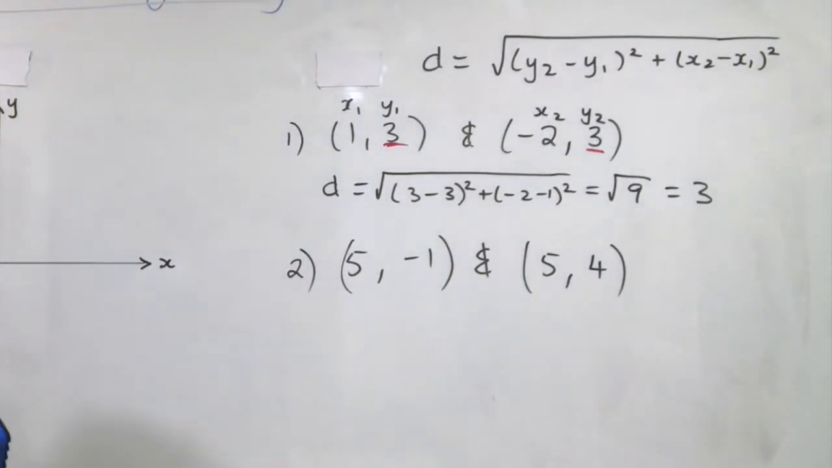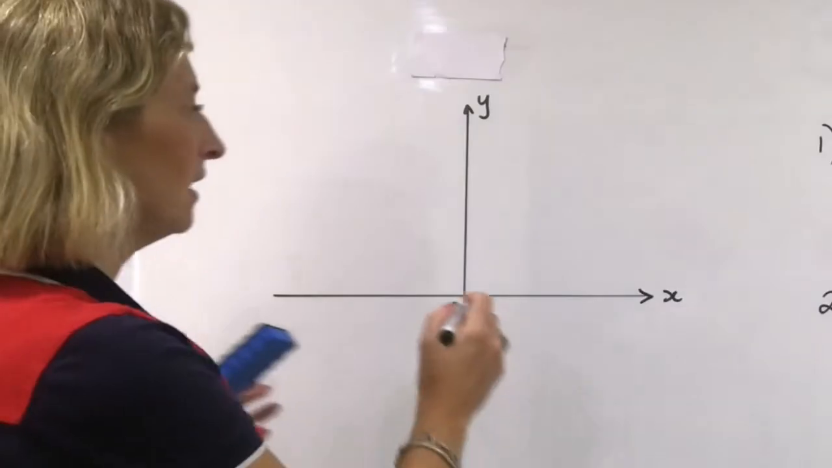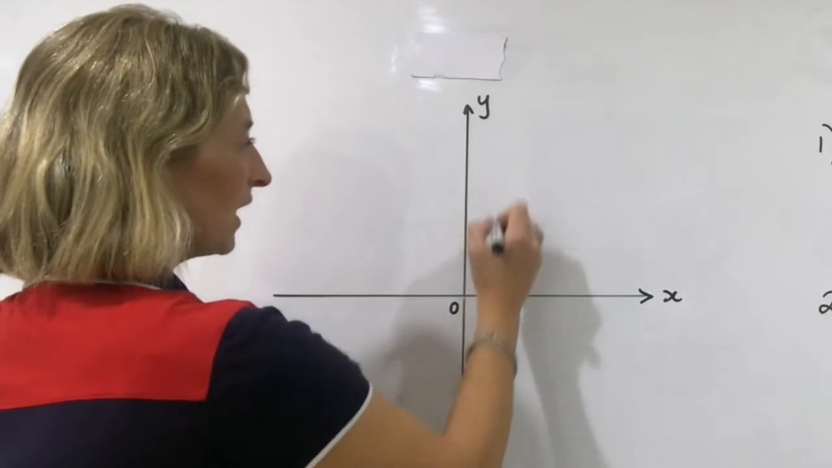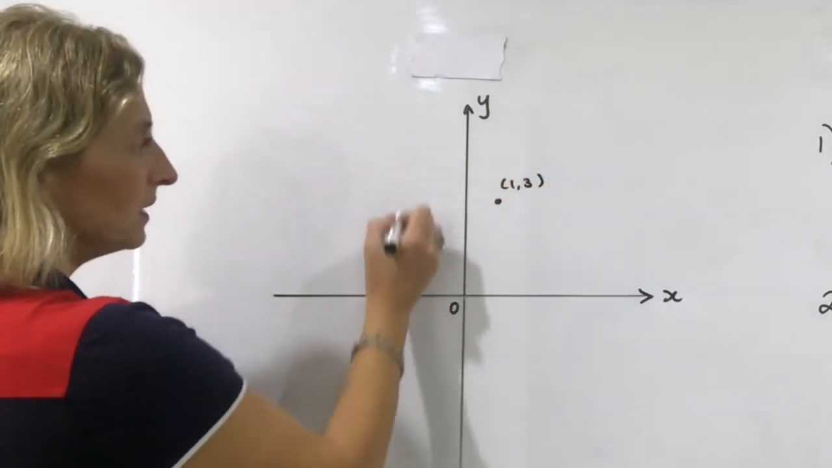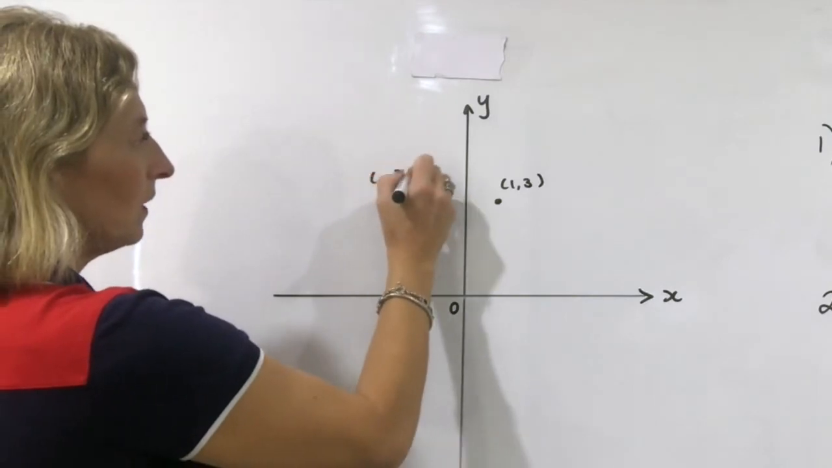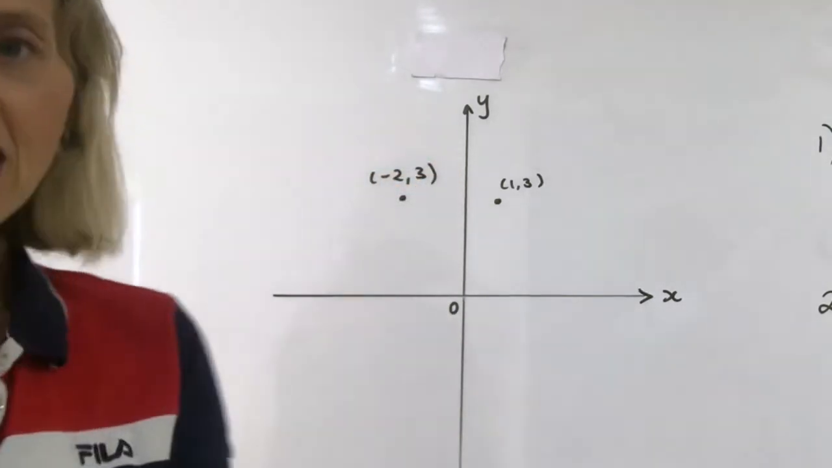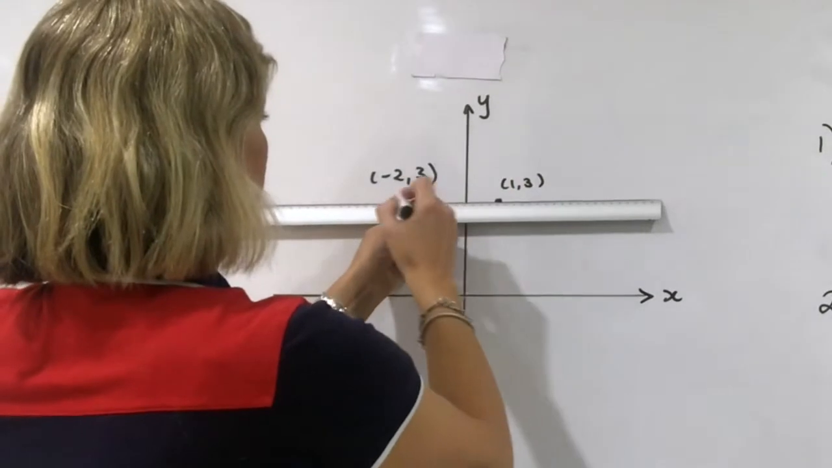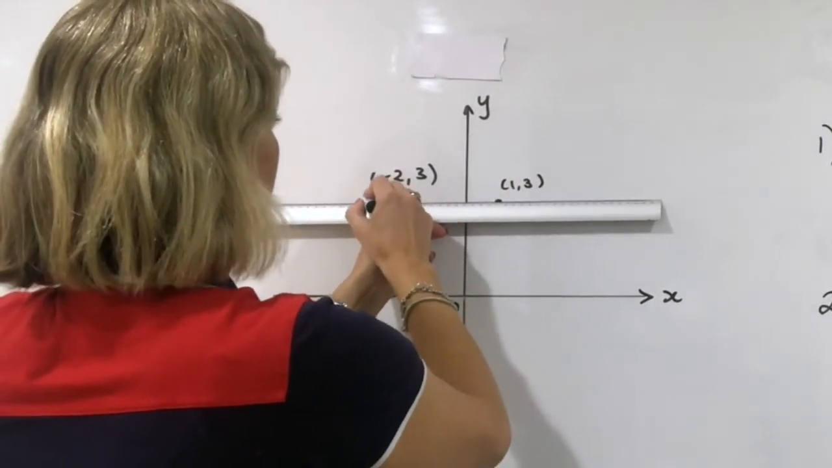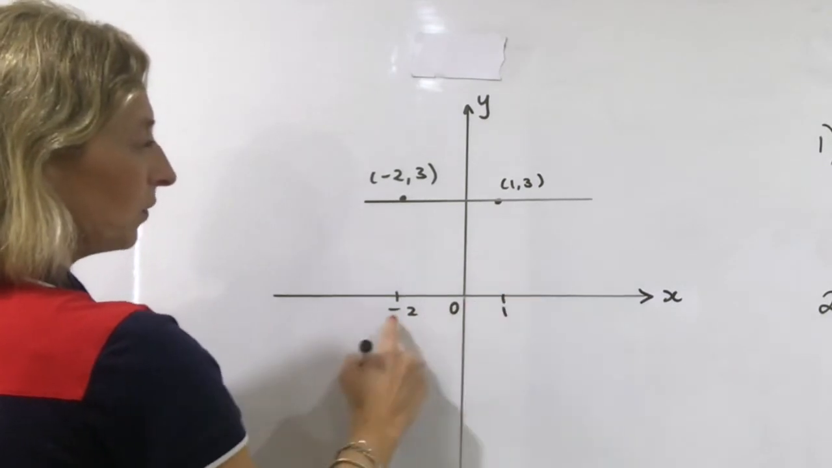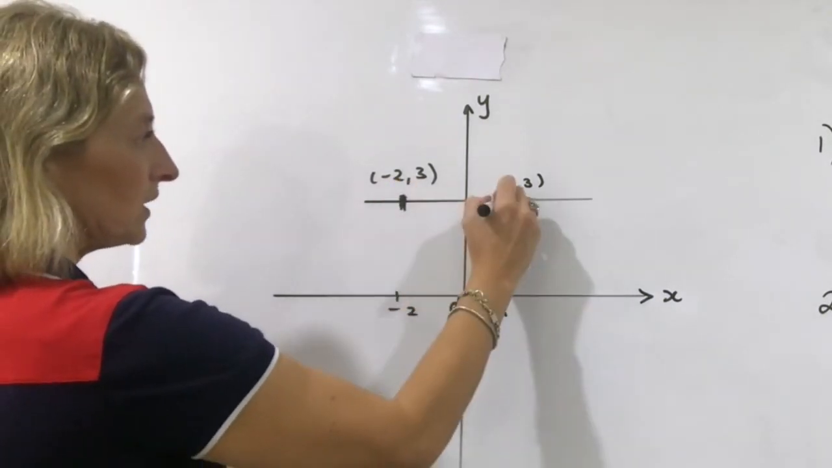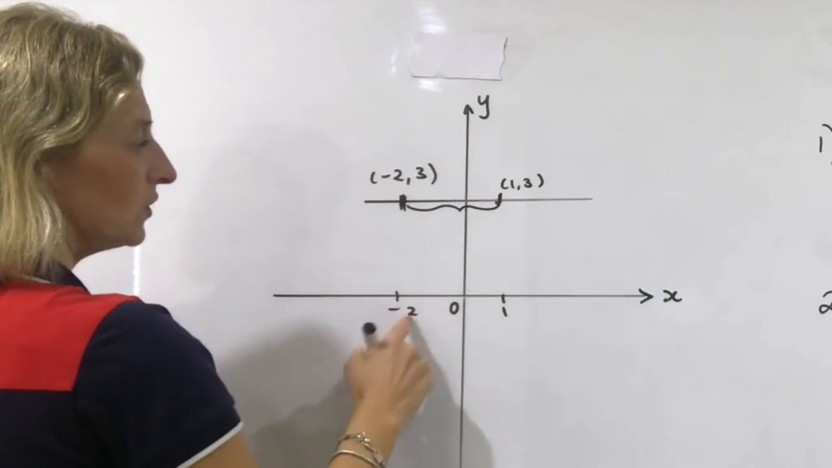And if the y values are the same, what does that actually mean? That means that our points 1, 3 and negative 2, 3 are actually on a horizontal line. And of course, if they're on a horizontal line, we should be able to find the distance between those 2 points just by looking at that distance there, which is just 2 plus 1.